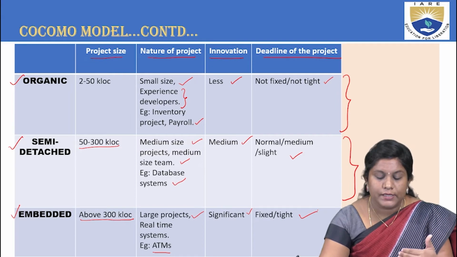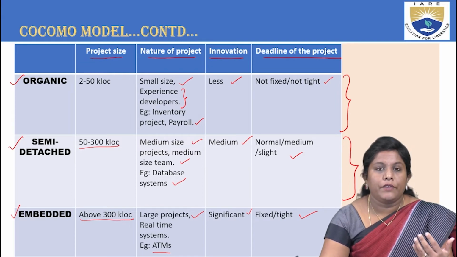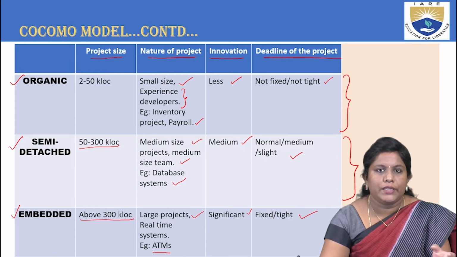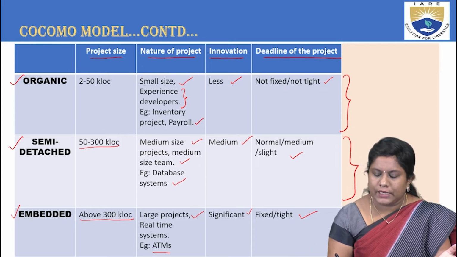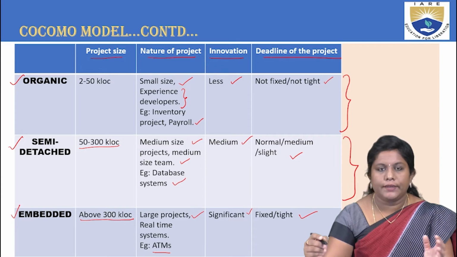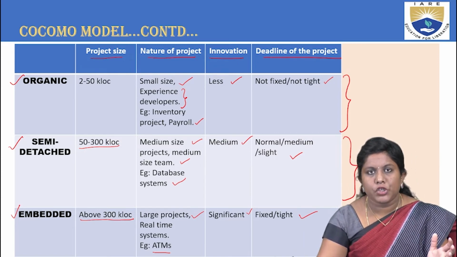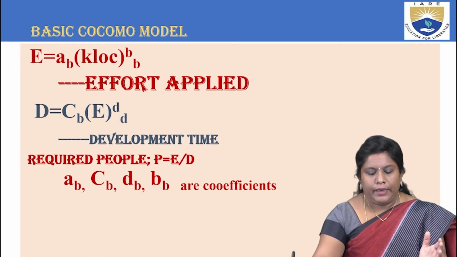Since it is a real-time application, whenever you take up a government-funded project or something, you can't say, I will do it whenever I am free, or I cannot do it in this particular time. No, you have to deliver it on time. That is why it is considered fixed or tight. So this comes under the embedded class. Moving further.